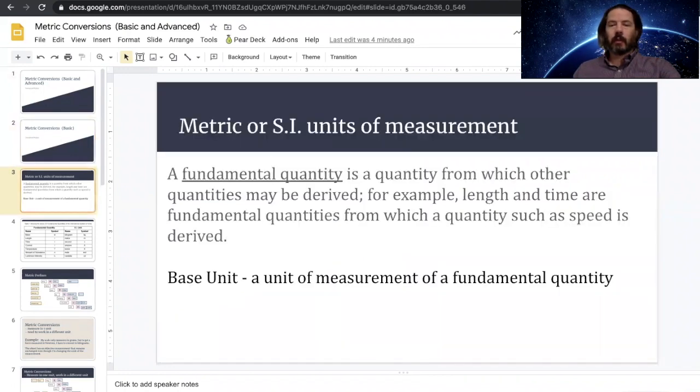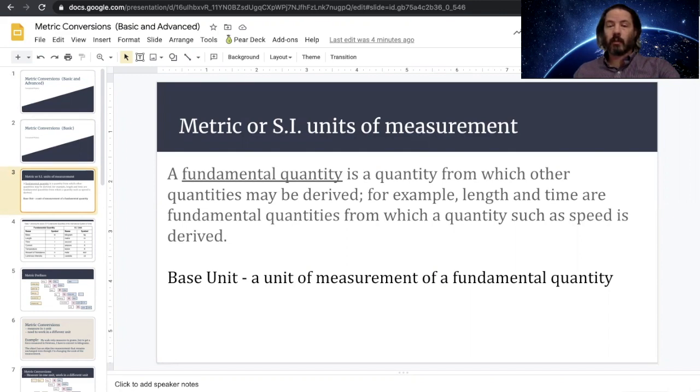So the metric system, or SI units of measurement, by the time you get to high school, you've heard of it, you've worked with it before, but this is kind of a review, because we are going to be going deeper with it. A fundamental quantity is a quantity from which other quantities may be derived. For example, length and time are fundamental quantities from which we get the measurement of speed.